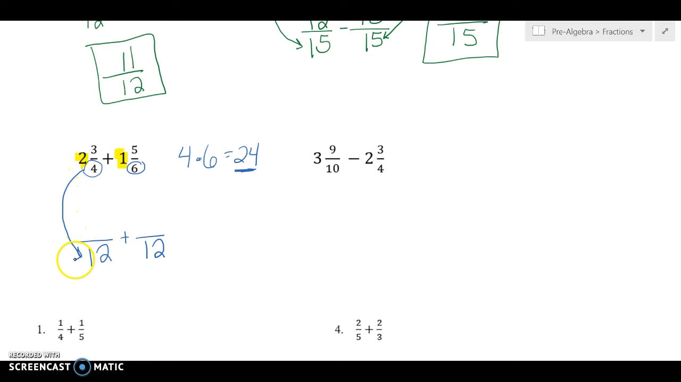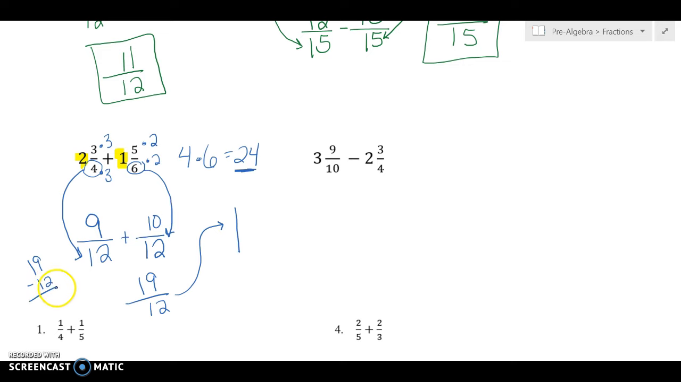So to get from 4 to 12, I times by 3, so that means I have to times the top by 3, and I get 9. To get from 6 to 12, I times by 2, so I have to multiply the top by 2, so I get 10. So I have common denominators, so I can add my numerators, and 9 plus 10 is 19. Now this is an improper fraction, which we can't have, so I need to make it a mixed number. 12 goes into 19 one time, and then to find out how many are left, I'm going to subtract, and I get 7.